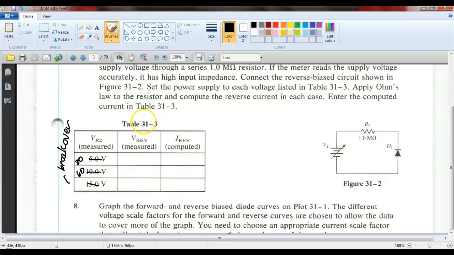This is wrong. We're going to measure the voltage drop across R. Oh, I'm sorry, this is right. We're going to measure the voltage drop across the diode, and then we're going to compute the current. So here's the voltage drop across the resistor. So we go 30, 60, and then whatever voltage it breaks over at. We're going to take this slow.